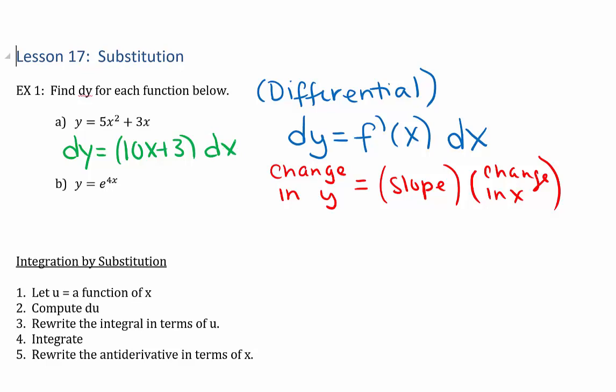So to find the differential of y equals e to the 4x, this would be a chain rule problem. The derivative of e to a power is e to a power. And then the chain rule says I have to multiply by the derivative of what's inside the exponent. So in this case, I have to multiply by 4. And then I put the little dx there.